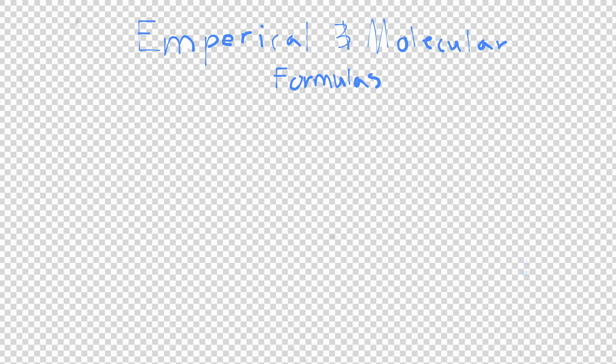Today, we will be going over the empirical and molecular formulas, which can be found and are used in chemistry.